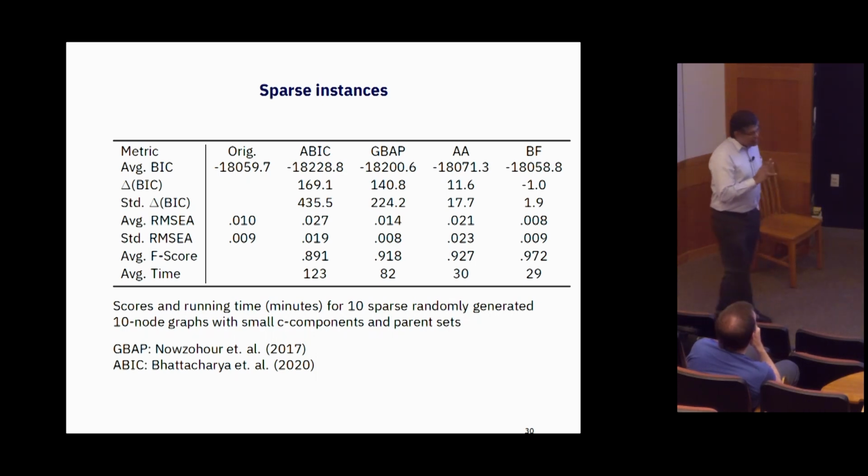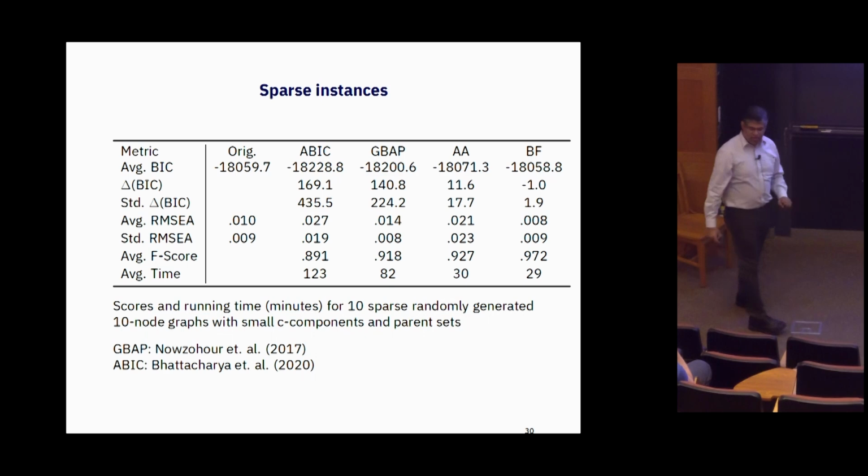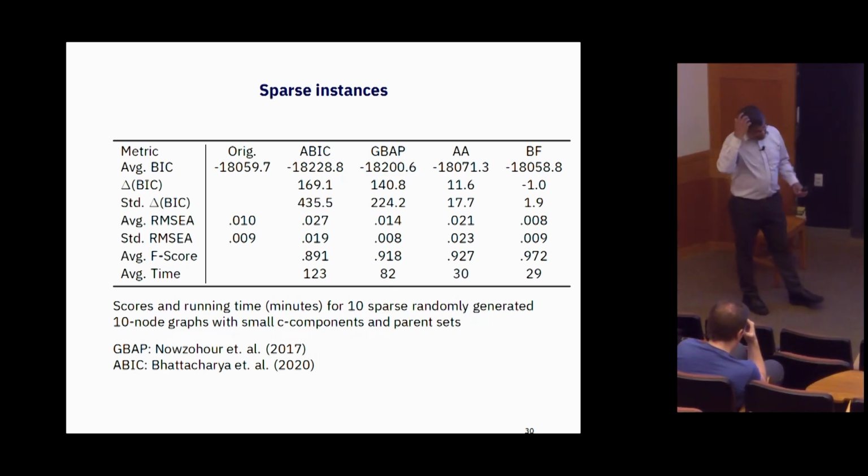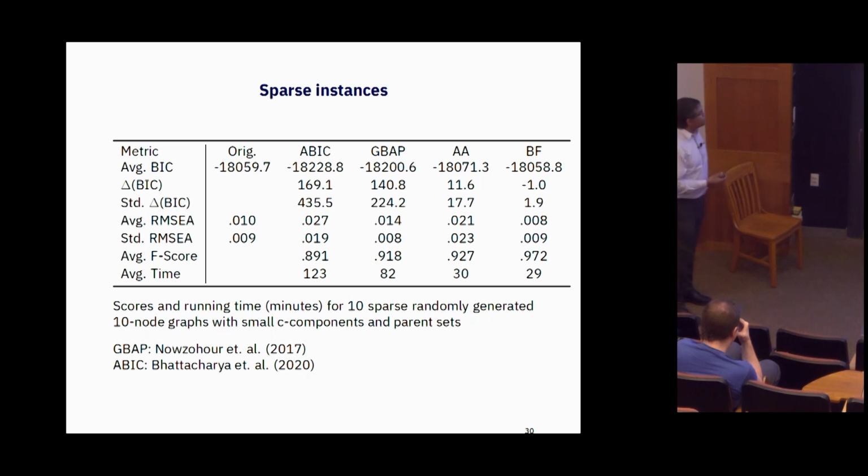So that does limit to an extent the applicability of these ideas, but there are problems where people do look at a small number of random variables. As I said, in the medical or social sciences, small graphs are not uncommon. 10 to 15 nodes are not uncommon.